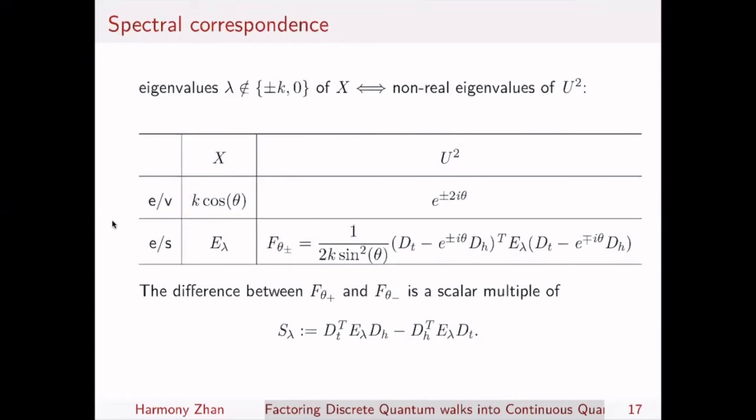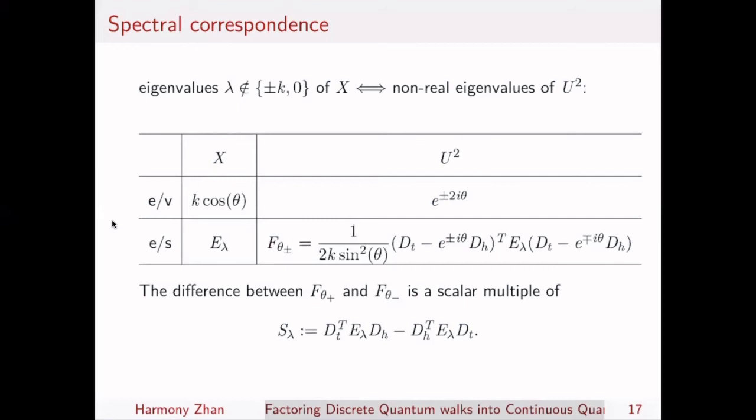Now, if this eigenvalue is neither plus or minus k nor 0, then it determines the real part of a complex eigenvalue of U squared in this way. Conversely, every non-real eigenvalue of U squared also comes from an eigenvalue of X that does not lie in this set. Okay, so we kind of have a one-to-one correspondence. What about the eigenspace? Well, for every E lambda of X, we can lift it to the eigenprojection of U squared in this complicated form.